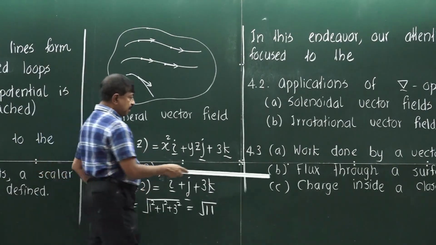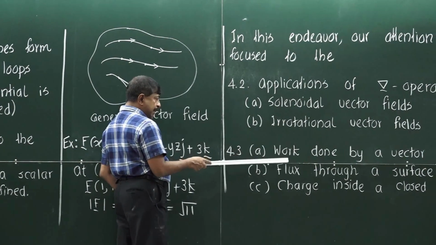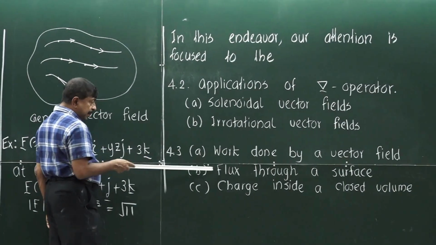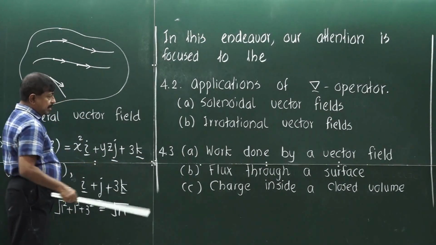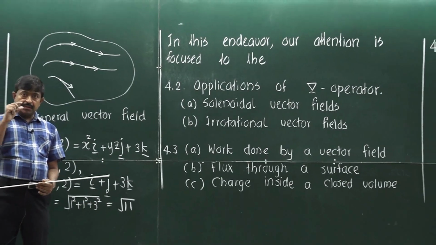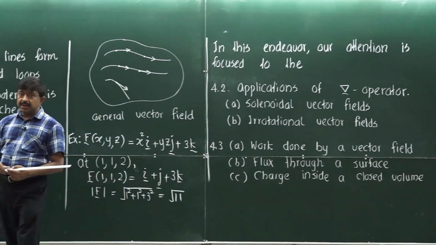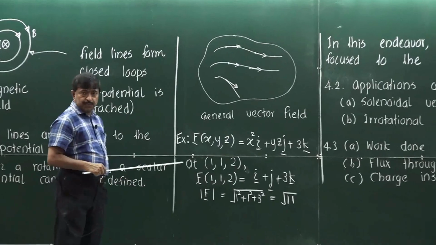So there's nothing much to discuss there, but some attention should be paid to these two, in particular in B, to find the flux through a surface. You need to deal with the surface integral. A surface integral is a little tedious compared to the other two.